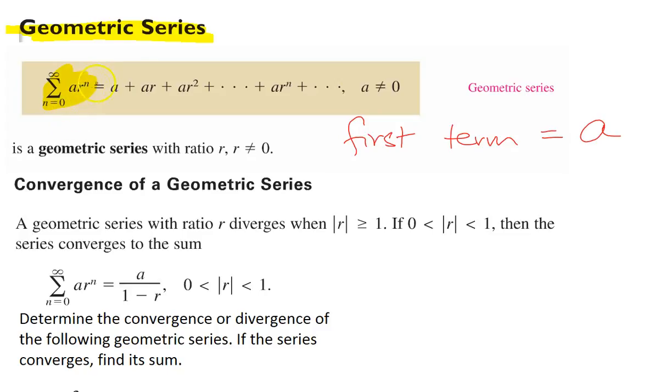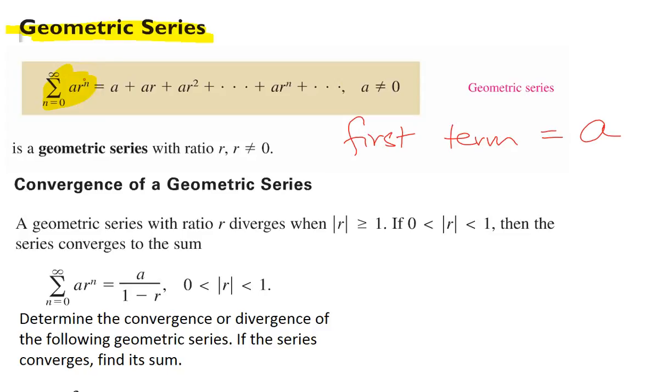When n is 0, r to the power 0 is 1, and 1 times a is a. When n is 1, it's ar. When n is 2, it's ar squared, so on and so forth. So the geometric series is generated by multiplying each term by r, starting from the first term. a times r is ar, times r is ar squared, so on and so forth. It's very easy to identify a geometric series. It has to be of the form sigma n equals 0 to infinity of a times r to the n. Please study that special form.